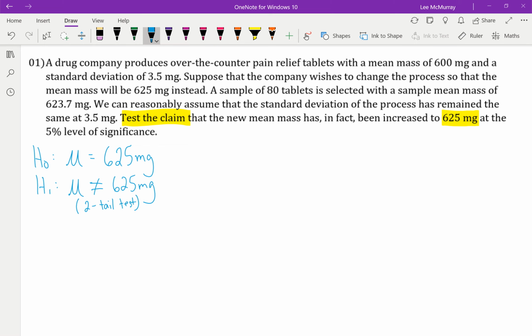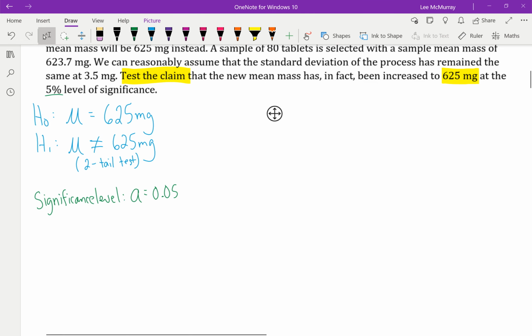Okay, so there's our H0 and H1. And our second step, what we're going to do next, is identify the significance level. So this said we're going to test the claim at the 5% level of significance. So our significance level, that means that alpha is 0.05, right? We're just going to make that into a decimal. So that's our significance level, which will come in handy soon.